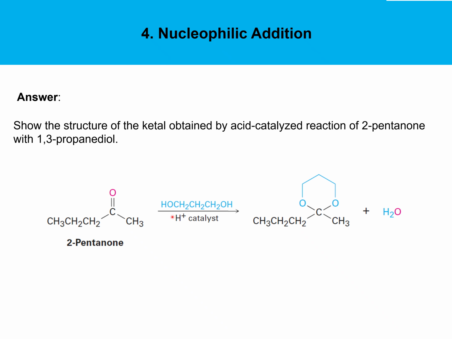2-pentanone will react with 1,3-propane diol in an acid catalyst to make the corresponding acetal. So the way we want to predict the product is if we take this oxygen and bind it to this carbon, and then we have 1, 2, 3 carbons. So in the product, we'll have 1, 2, 3 carbons, and then the next oxygen will be attached to that carbon and also attached to the carbonyl carbon. And so the result is a 6-member ring involving 2 oxygens attached to the same carbon. The byproduct will be water.